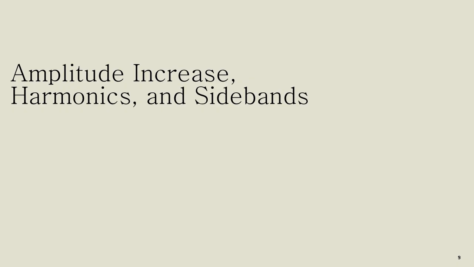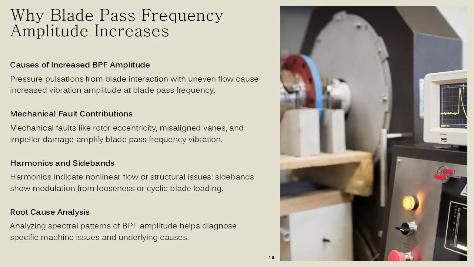Why blade pass frequency amplitude increase, harmonics, and sidebands? An increase in amplitude at the blade, vane, or lobe pass frequency is usually a strong indicator of an underlying problem within the machine. Physically, blade pass vibration is driven by pressure pulsations created as each blade interacts with non-uniform flow fields or stationary components. When flow becomes uneven due to wear, erosion, cavitation, fouling, or operating far from the design point, the magnitude of these pressure pulsations increases, resulting in higher vibration amplitude at BPF.